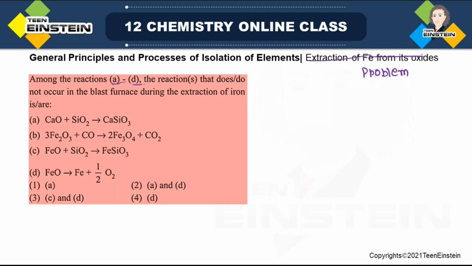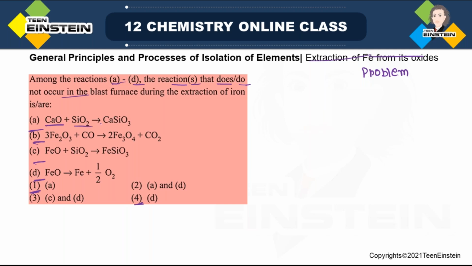Among the reactions A to D, four reactions are given. Among these four reactions, the reaction or reactions, it may be one or more than one, that does or do not occur in the blast furnace during the extraction of iron is or are. If you look at the options, in option 1 and 4 you have only one equation, but option 3 and 2 are CD and AD respectively. Now we will consider these reactions one by one.